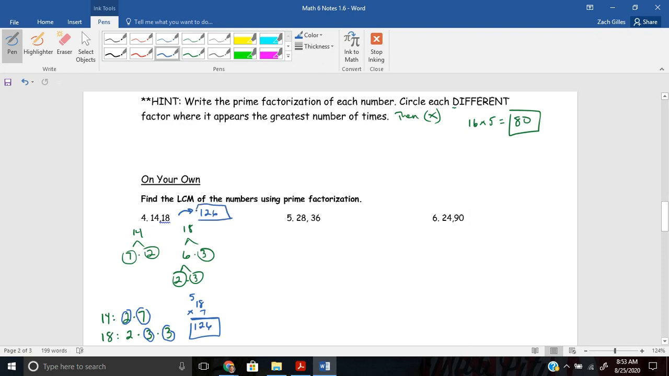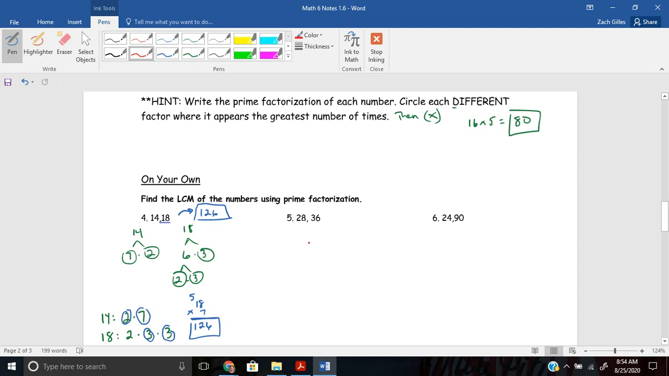Now, think about if you were to do 2 lists for 14 and 18, the multiple way of using lists and writing down the different multiples, that would take you a while to get to 126 for both of these numbers. And I just did it in probably under a minute doing the prime factorization. So a little bit trickier, but once you get the hang of it, it really does work well. So pause and try the factor tree, the prime factorization method for numbers 5 and 6.